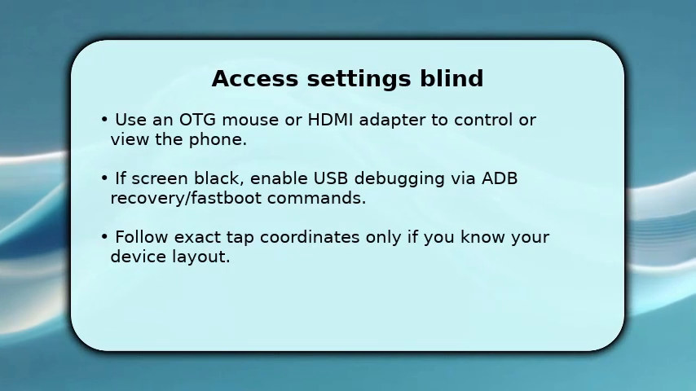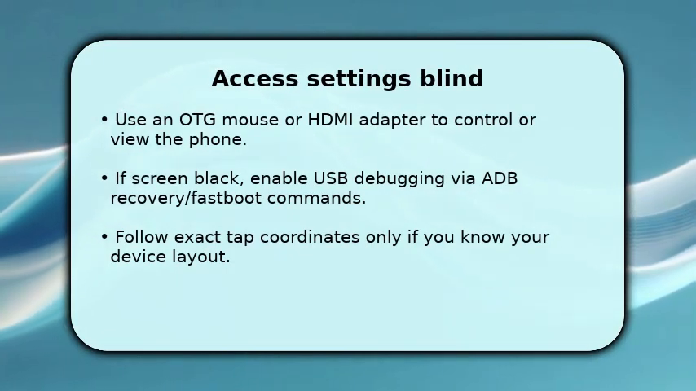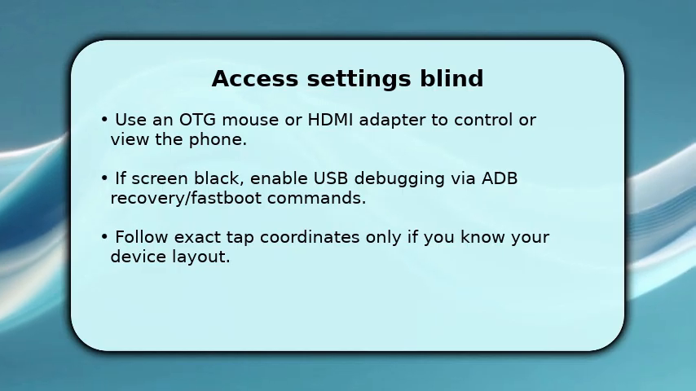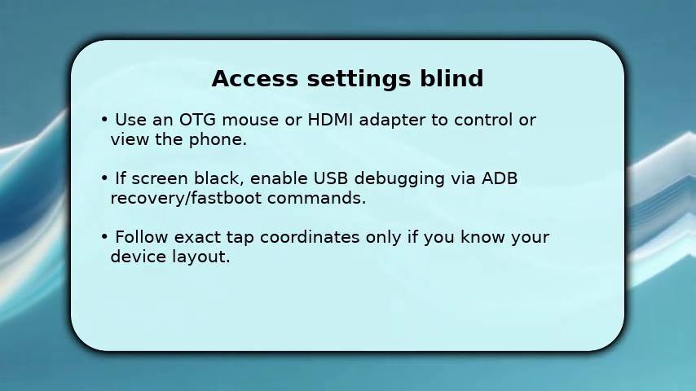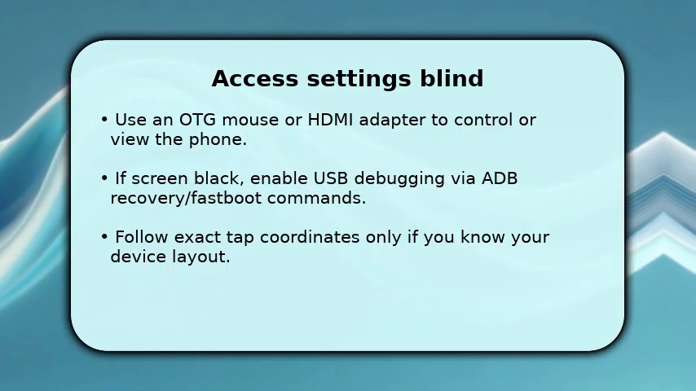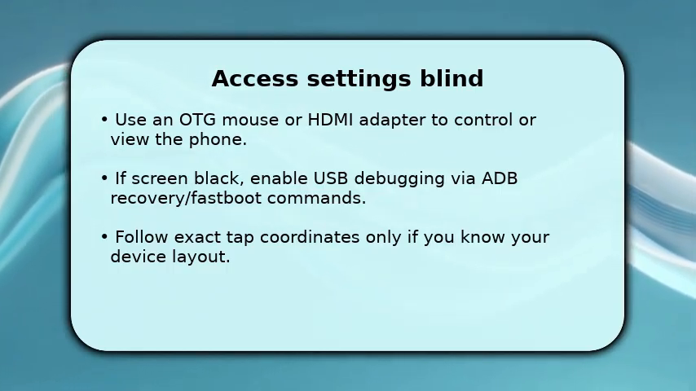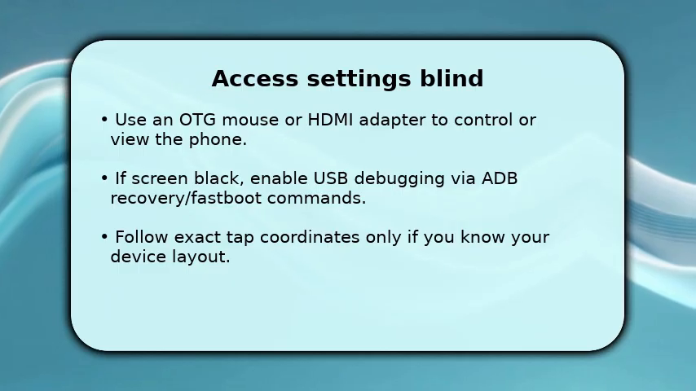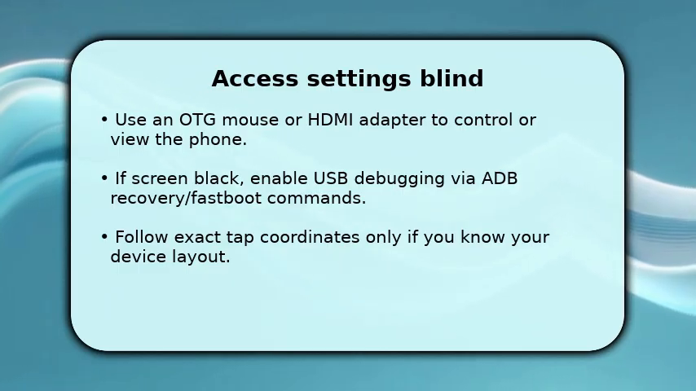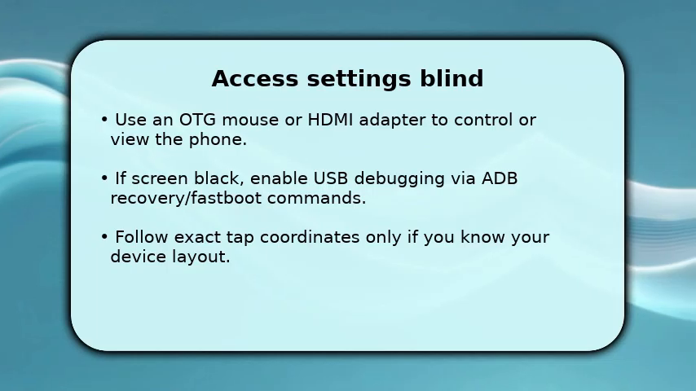Next, get control or visibility. Connect an OTG mouse to navigate if the display is intact but touch is dead, or use an HDMI/MHL adapter to mirror the screen when available. If the display is completely black, boot into Recovery or Fastboot and attempt ADB commands to pull or push settings files. This can enable debugging on some devices.